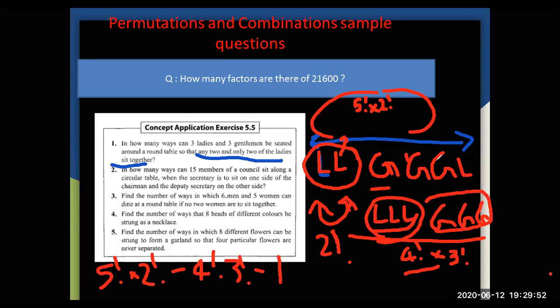We are subtracting one case because of this particular case I've drawn here, which when we wrap it around a round table, won't work. So we get 120 times 2, which is 240, and then 4 factorial is 24, and 24 times 6 is 144, minus 1 is equal to 95.